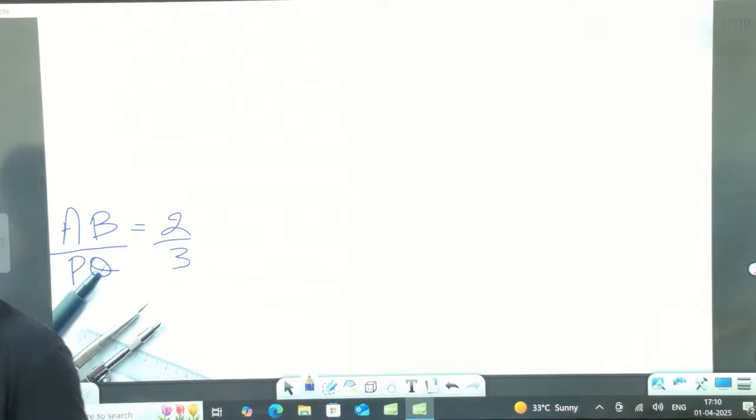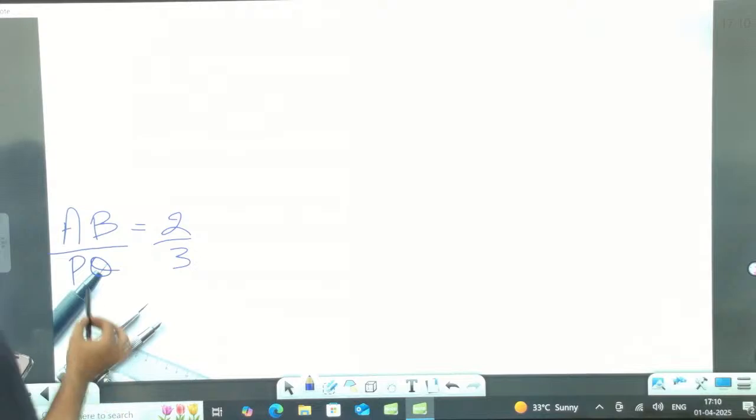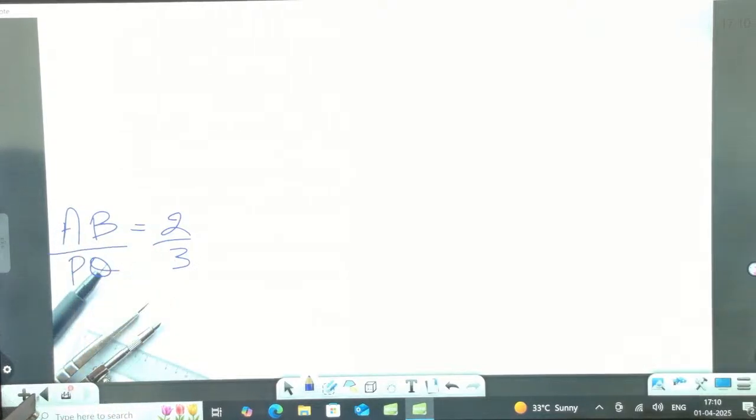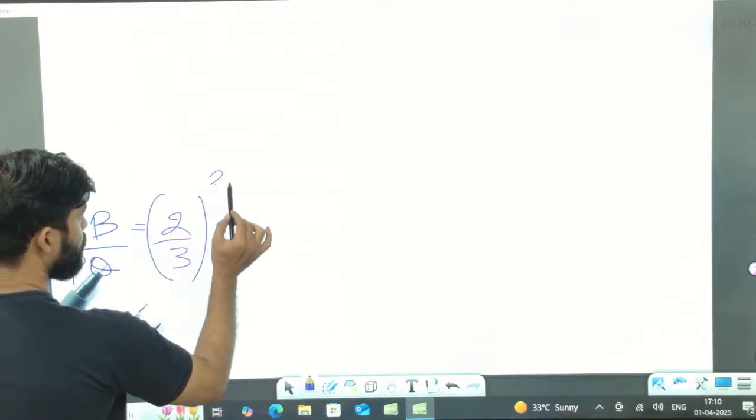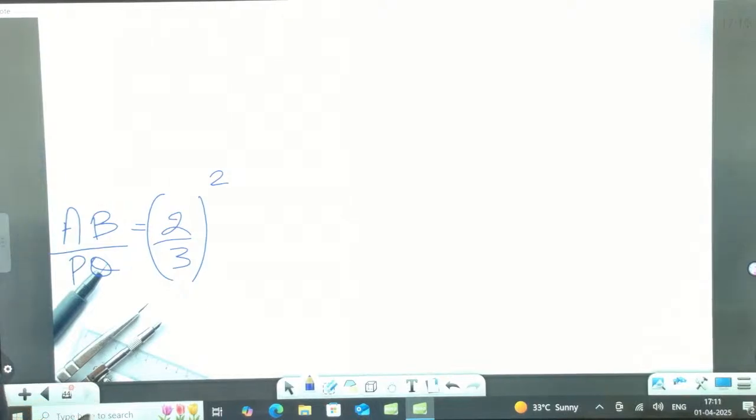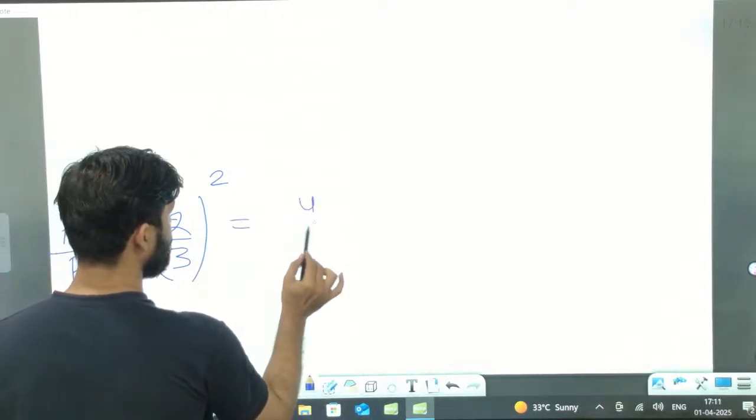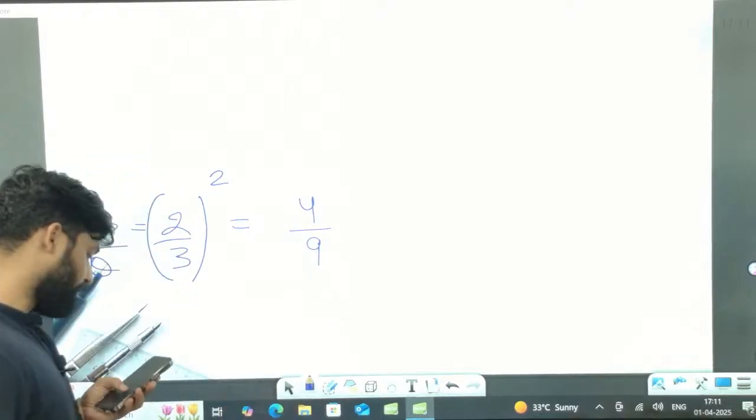Area. 64 is the right answer. Look at the board. This is the ratio of their sides, and both the triangles are similar. So if I square it, I will get the ratio of their area or not? Okay. So what will it be? 4 by 9.